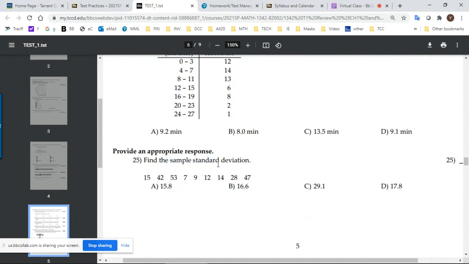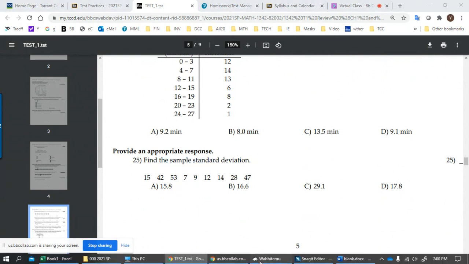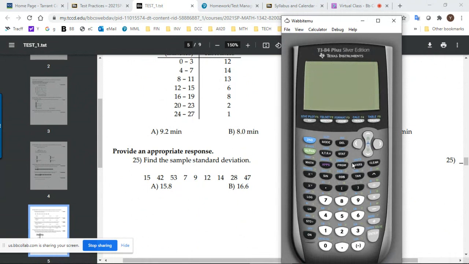All right. Find a sample standard deviation. This one is very similar to the one we had earlier. I can do it by hand, or I can just put it in a calculator. If I go to the very top, hit clear, enter, everything will be gone. All right. And then we have 15, 42, 53. Okay, you have 9 data values right here.